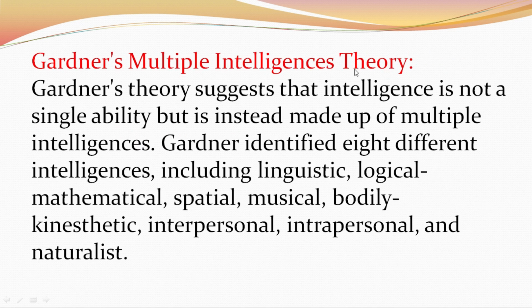Gardner's multiple intelligence theory. Gardner's theory suggests that intelligence is not a single ability but is instead made up of multiple intelligences. Gardner identified 8 different intelligences, including linguistic, logical-mathematical, spatial, musical, bodily-kinesthetic, interpersonal, intrapersonal, and naturalist.